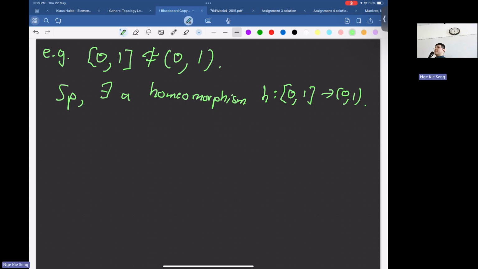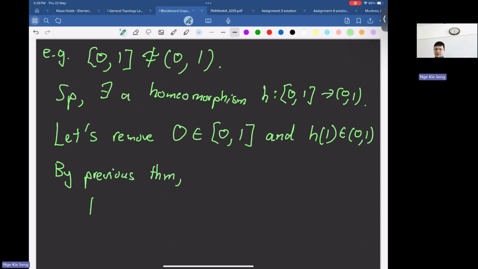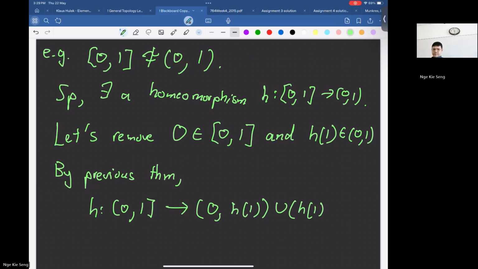Where's the clever point? Either 0 or 1. Let's remove 0 from the closed interval from 0 to 1. What happened to this H here? H must live inside the codomain, so any point from 0 to 1 but not 0 or 1, because there's no 0 or 1 here. By the previous theorem, if I restrict H to just this half open interval, I should get a homeomorphism between the punctured domain and the punctured codomain as well. It's still a homeomorphism.